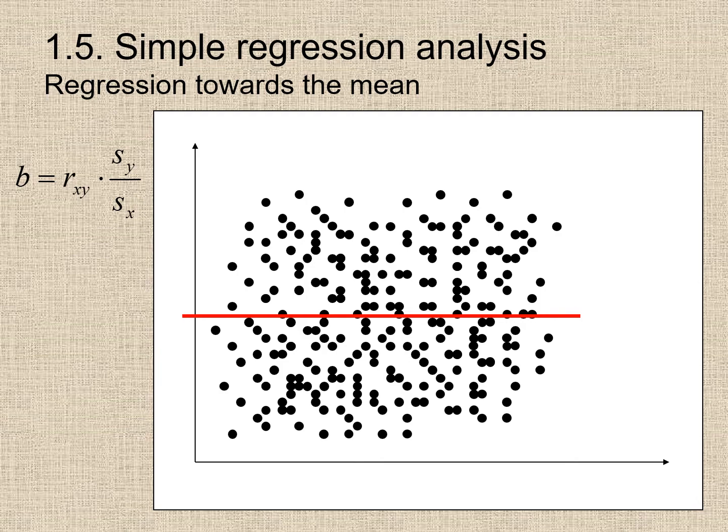And we always make an adjustment of our... As long as the correlation here is not -1 or +1, we always make a certain adjustment towards the mean. The weaker the association is, the more adjustment we make towards the mean.